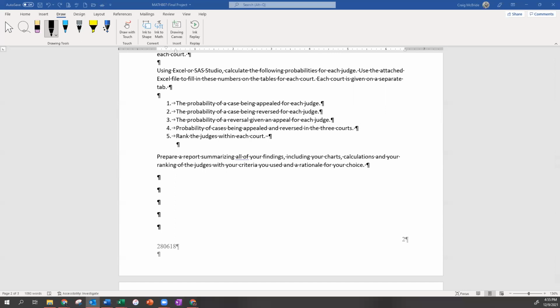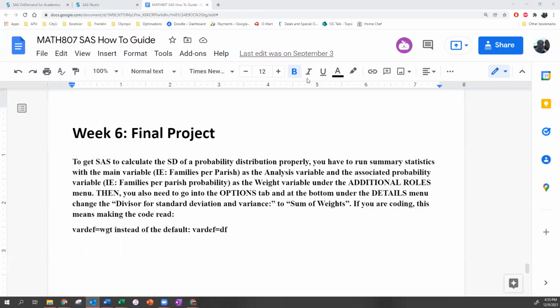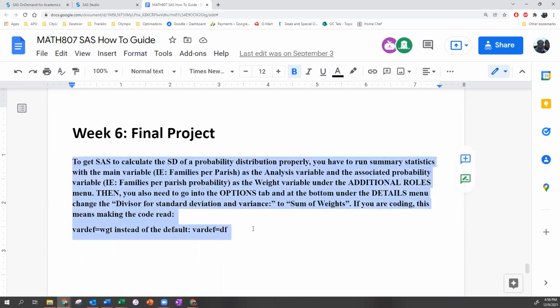Dr. McBride, just to confirm, when we do the summary statistics, you just want to select families per parish, and then weight it by the probability, families per parish probability, right? Yes. Okay. Thanks. And then make sure that you change the options so that you get the correct standard deviation. If you follow these instructions word for word, it'll show you how to do everything. And this is at the bottom right of our SAS how-to guide.